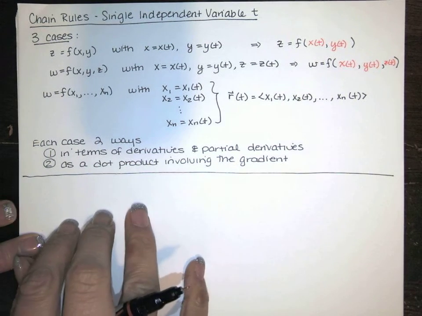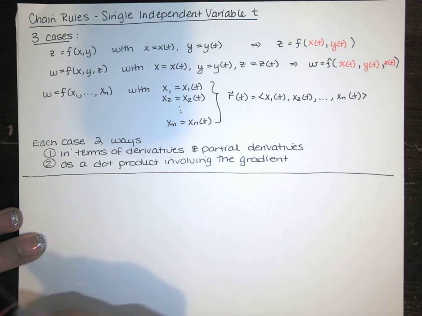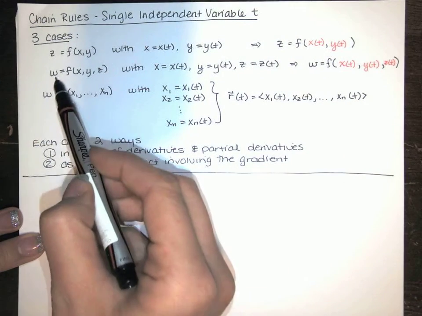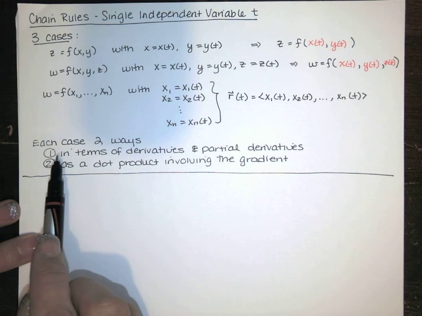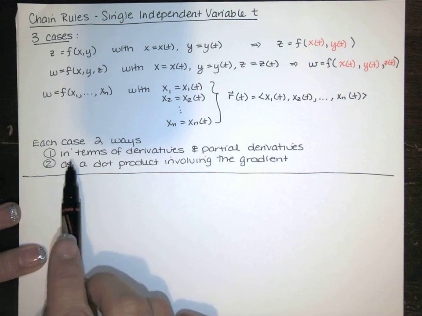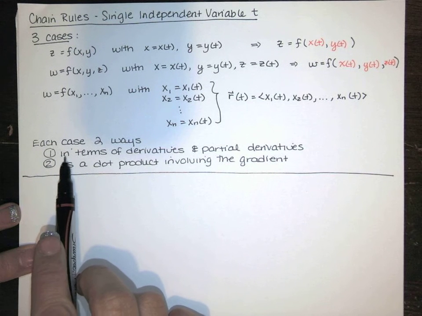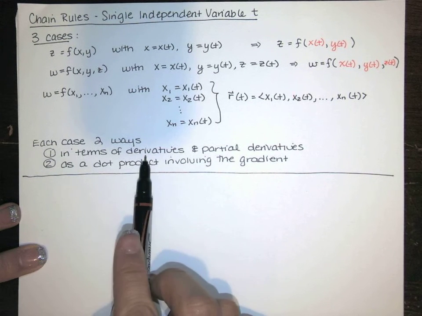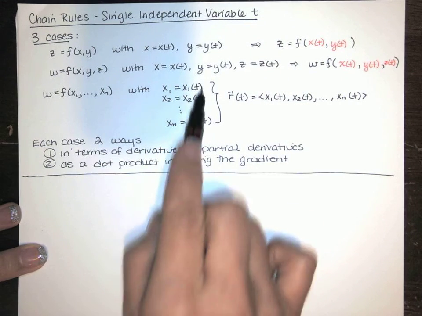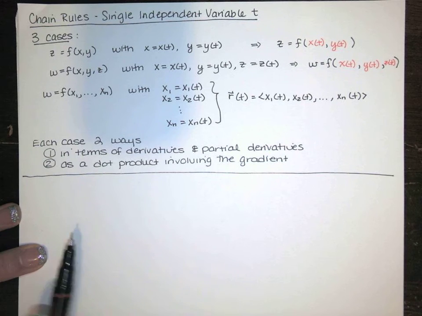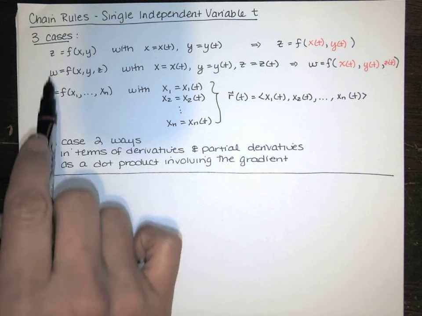So in this video, we're going to write down chain rules for each of these cases that will allow us to find the derivative of z, w, or that other w with respect to t. And we're going to express those chain rules in two ways for each of the three cases. For each case, we will define the chain rule in terms of derivatives and partial derivatives. Partial derivatives of this function and ordinary derivatives of these functions over here. And we multiply them together and add them in certain combinations to get a chain rule.